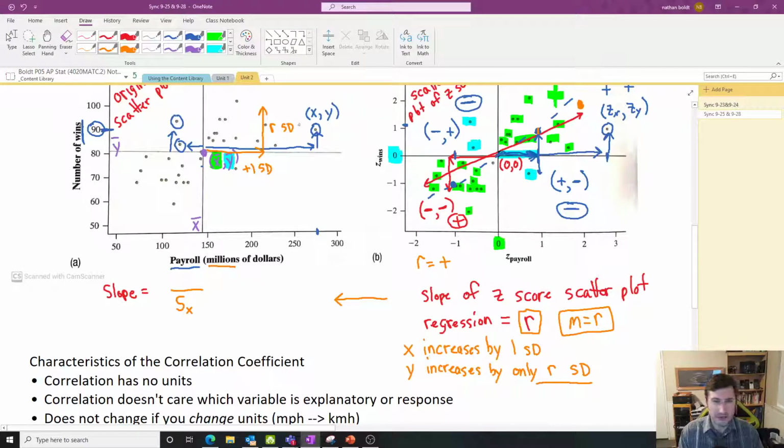Well, I don't want to do standard deviations. I need number of wins. So how do I turn standard deviations back into number of wins? I multiply by the standard deviation of y. But it's not just the standard deviation of y, it's r times the standard deviation of y. And we usually put the r in front. You can put it in the numerator if you want to. But there is our slope for the regression equation right there. And so the slope of that regression line that you hopefully know how to use, that's where r is inside of it.